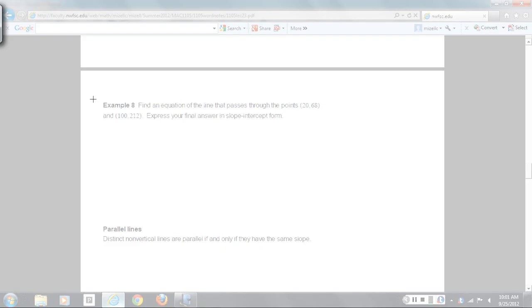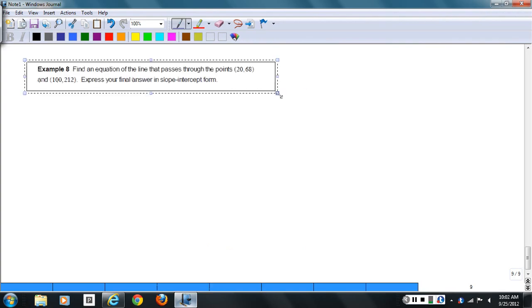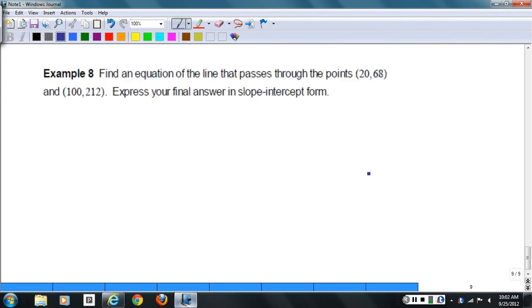Example 8 gives us enough information, but not exactly the information that we might like to have. Find the equation of the line that goes through the points (20, 68) and (100, 212). To find an equation of a straight line using the point-slope form, we need a point and a slope. What it gives us is 2 points, but it does not give us the slope. So what do we do?